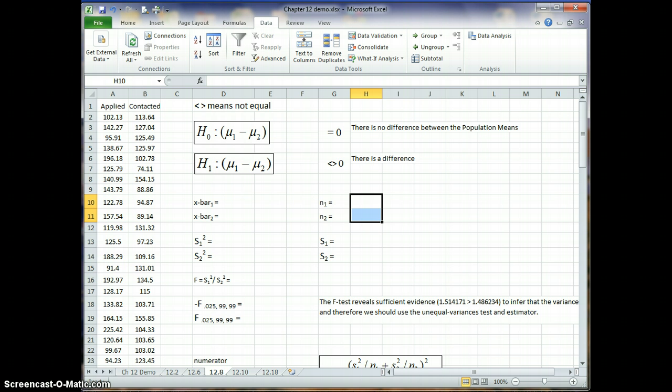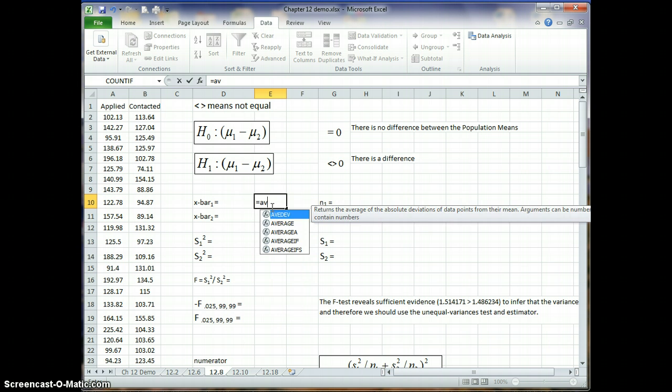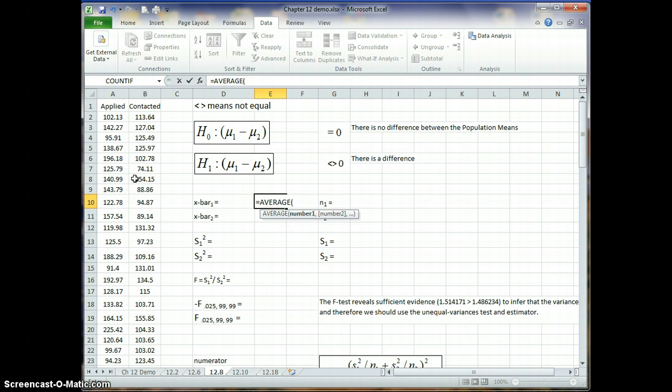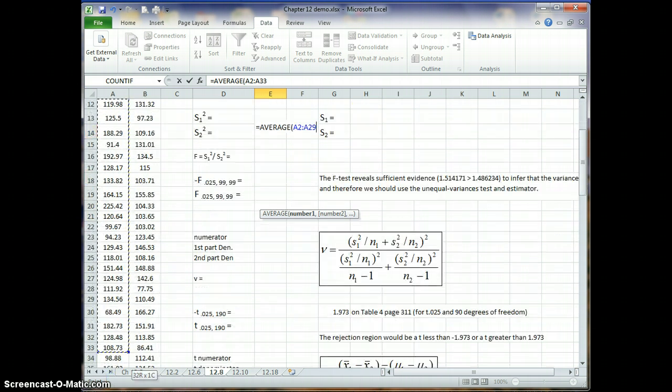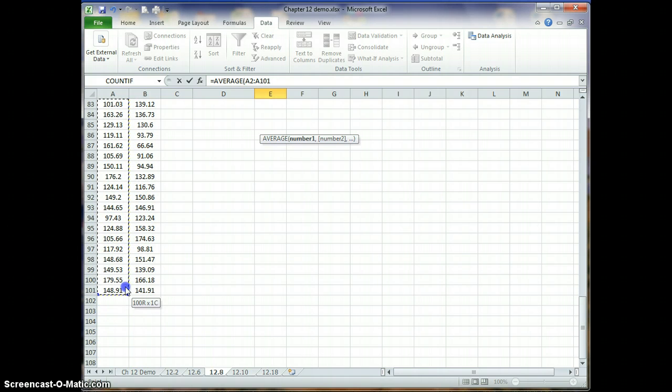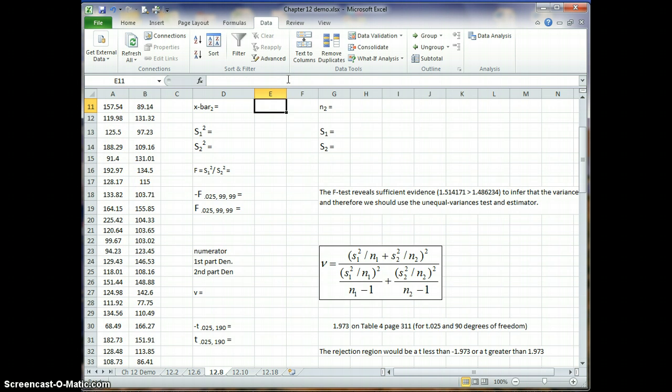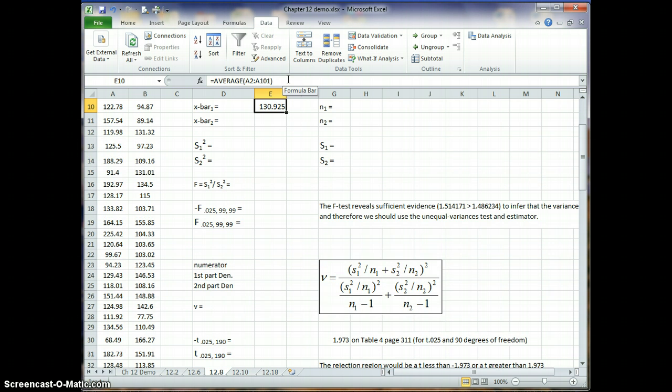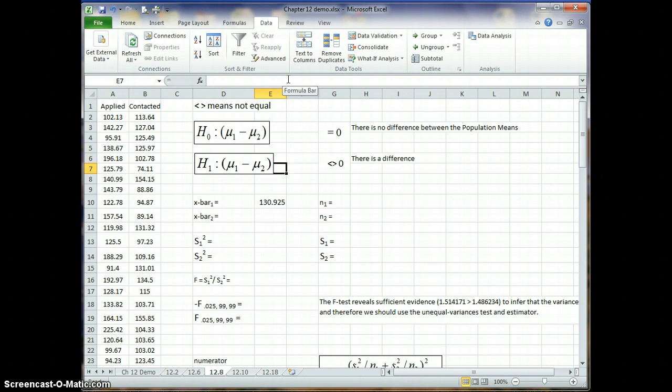The question we're trying to answer is, can we conclude from these data that differences exist on average between the two types of customers? What we're going to do here is first calculate the average, the mean. So double click here, and for x bar sub 1 for the applied, the people who applied, we can go up and close parenthesis, and we'll see that it was 130.925.